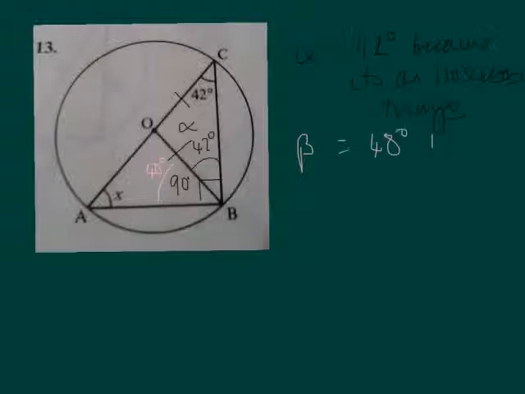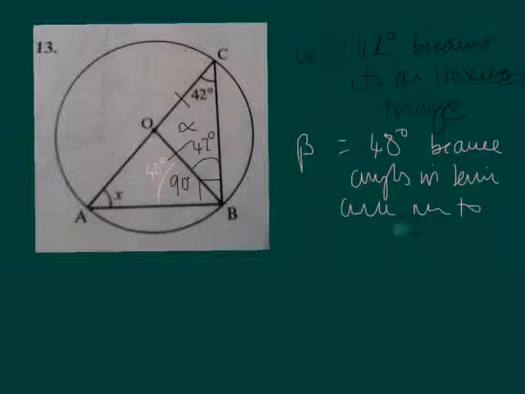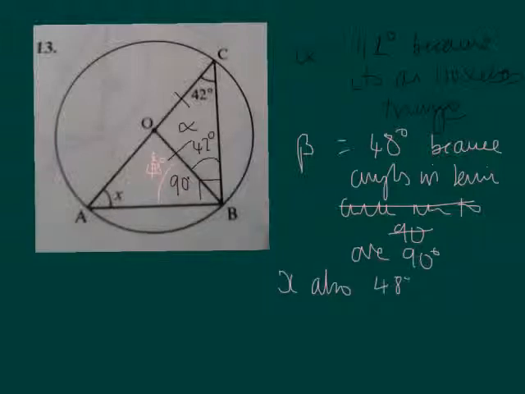And that is because angles in a semicircle sum to 90 degrees. That's not right, it's not sum to 90 degrees at all. Angles in a semicircle are 90 degrees. It's not the true definition. So we know that that is 48 degrees. And then because of isosceles, x is also 48 degrees. The reason for that is it's an isosceles triangle.